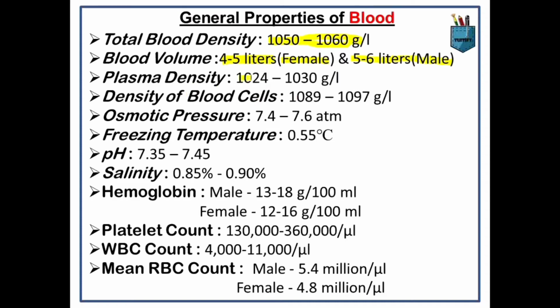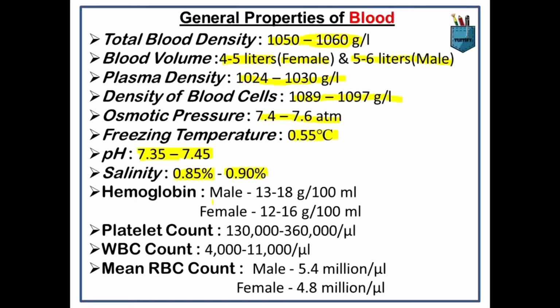Density of blood cells is 1089 to 1097 gram per liter. The osmotic pressure of blood is 7.4 to 7.6 atmospheric pressure, and the freezing temperature of blood, very important. This is required for doing any experiment with blood, or preserving blood. The freezing temperature of blood is 0.55 degrees Celsius, and pH we have seen previously in the slide, that is 7.35 to 7.45. Moving to the salinity of blood, the salinity is 0.85 percent to 0.90%.